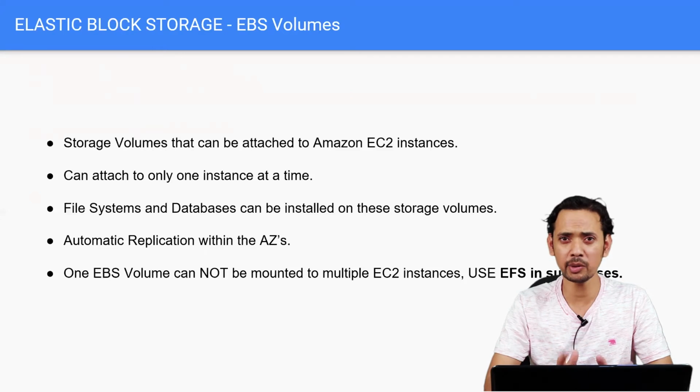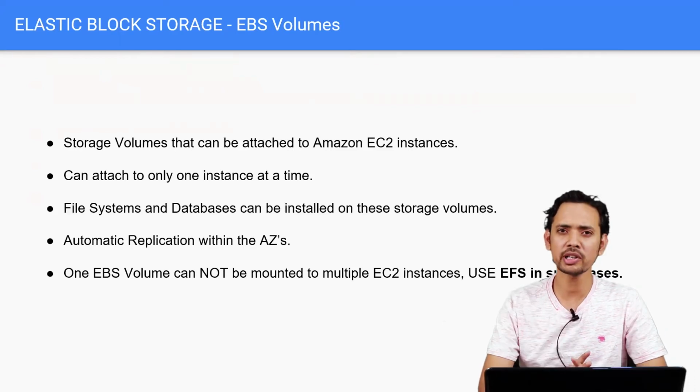But if the availability zone or that particular data center itself fails, then you may lose your data. And that is why you have to keep your data properly backed up on some S3 instance or using some other services. So basically AWS makes sure that whenever you put your data on the EBS volumes, this would be safe within that availability zone.